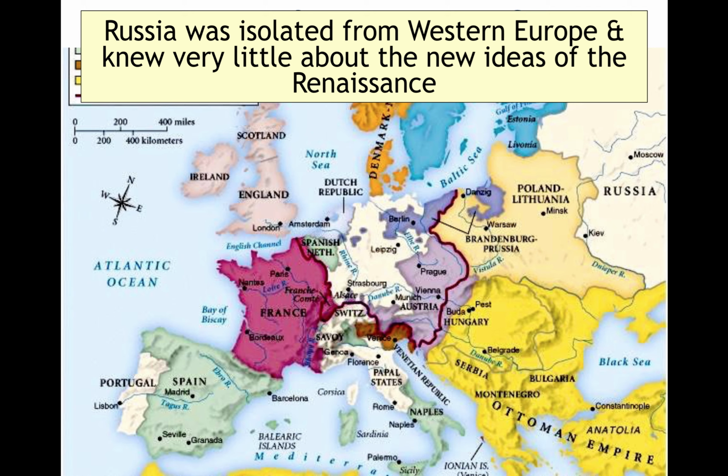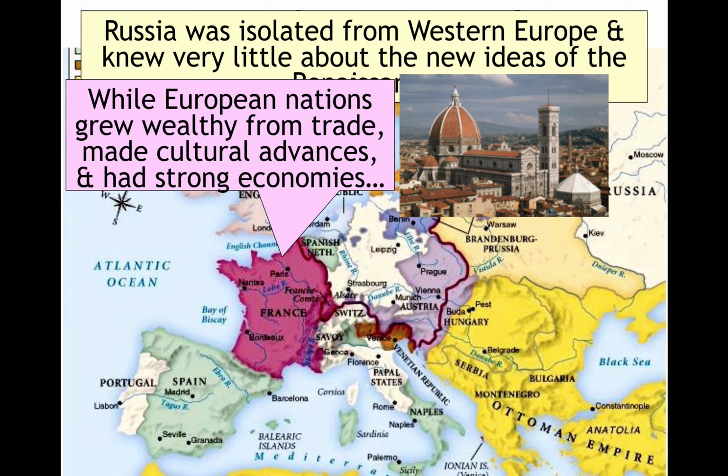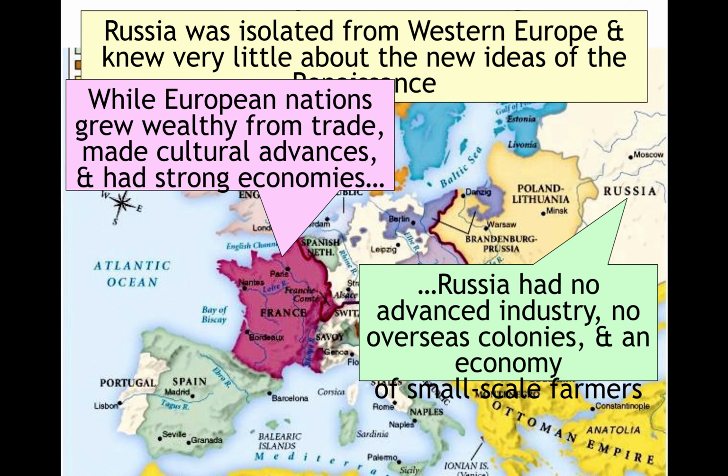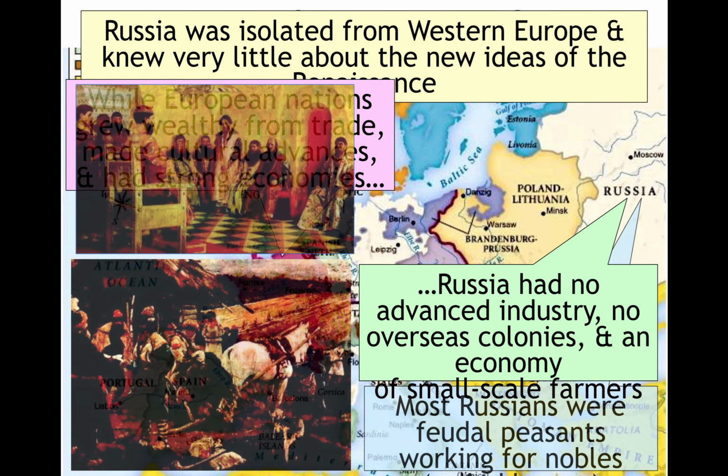Russia was isolated from Western Europe, though, and they knew very little about the new ideas of the Renaissance. They missed out on the Renaissance. So if they didn't go through the Renaissance, that means they're still kind of stuck in the dark ages of feudalism, which they were. They don't have all of these advancements from the Renaissance and the Reformation, and everything that took place after it has not happened in Russia. While European nations grew wealthy from trade, made cultural advances, and had strong economies, Russia had no advanced industry, no overseas colonies, and an economy of small-scale farmers.